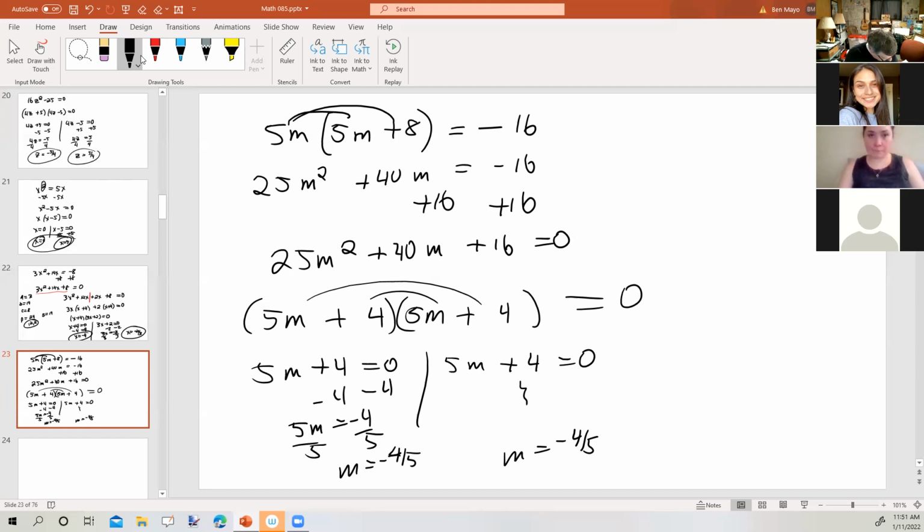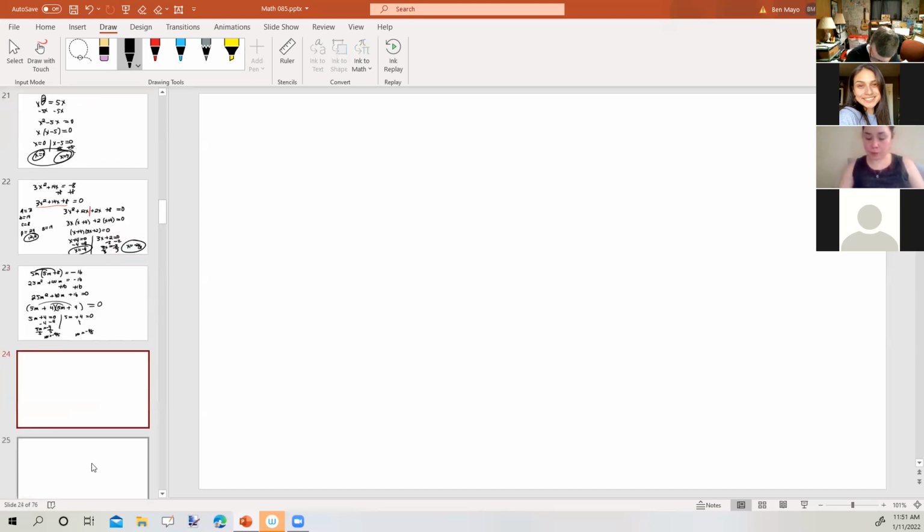Okay, let's see here. x cubed minus 7x squared plus 10x equals 0. This is a third degree equation, so it's going to have three solutions. Let's find out what they are.